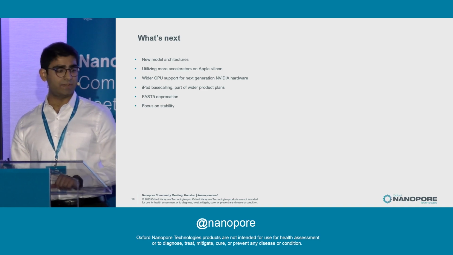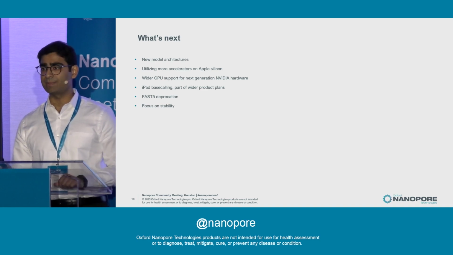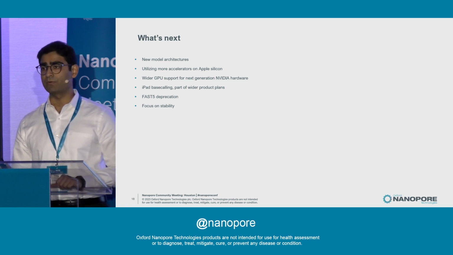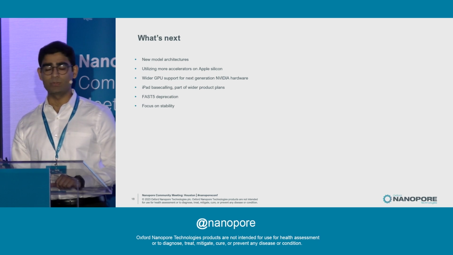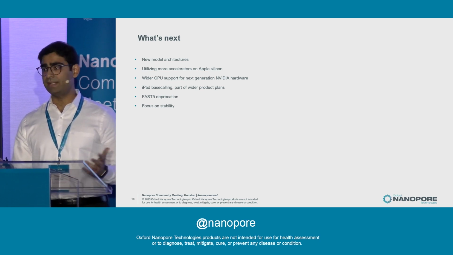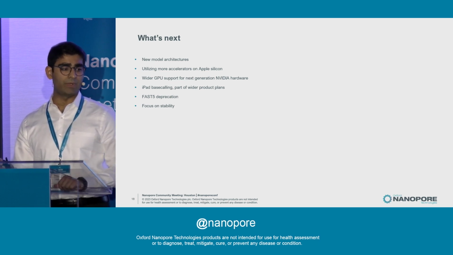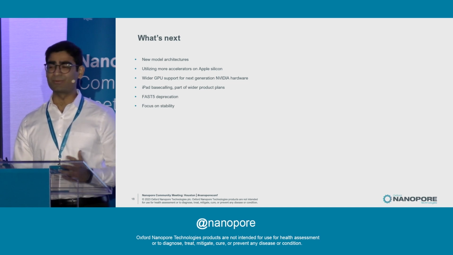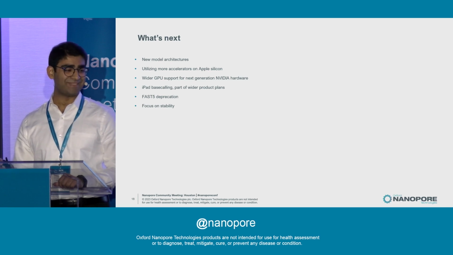Then fast5 deprecation. So Dorado has been POD5 first from day one, and in an upcoming MinKNOW release, MinKNOW will actually be outputting all raw data in POD5 by default as well. And over the last year, the POD5 tooling has also improved significantly, so it's now easier and faster than ever to convert your old fast5 datasets to POD5. So we've decided that with all of those improvements, we're going to drop support for fast5 from Dorado in the next few months.